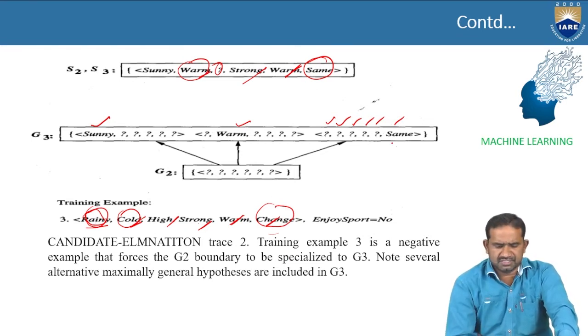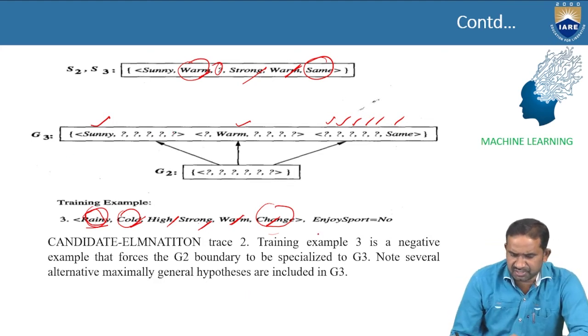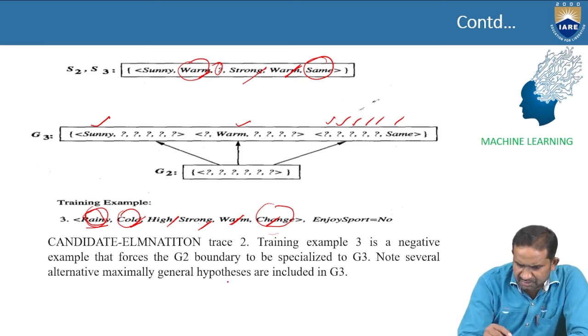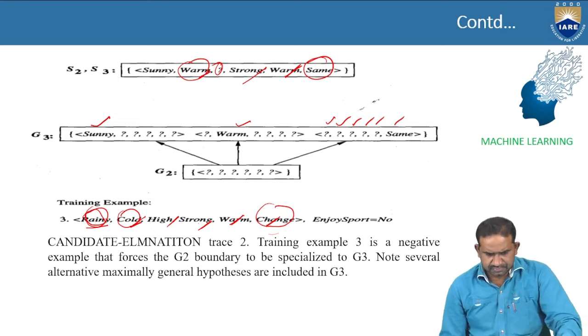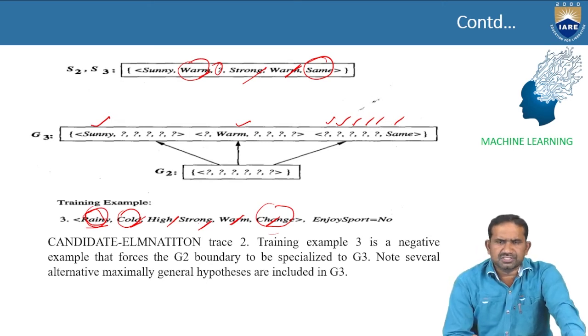This is about the yes. Finally it became a yes. Why? Because here comes the yes. When compared with G3, S3 as well as G3, we find the candidate elimination algorithm. The third example is negative. This example forces the G boundary to be specialized to G2.